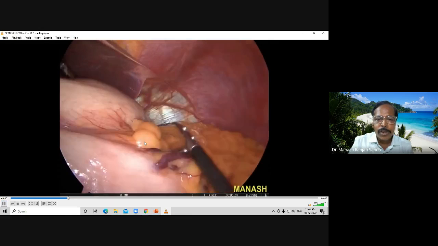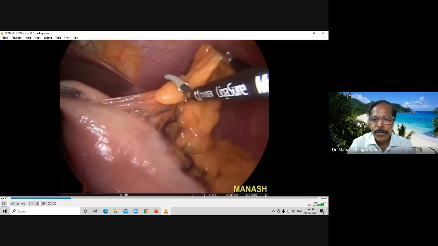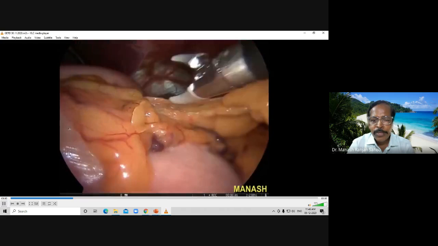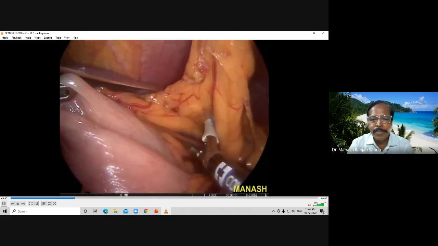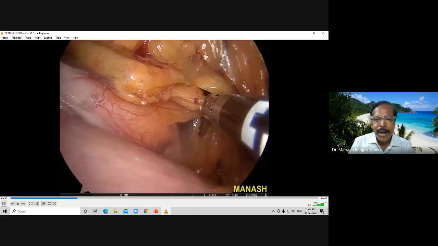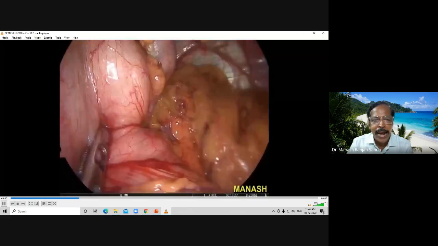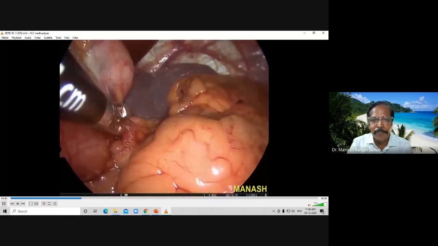So now is the left side dissection, dividing and entering into the lesser sac. Once you enter the lesser sac, you have to take care of the short gastric vessels. These are the short gastrics which are getting divided, and for all of this, the credit goes to the energy sources and the optics. That makes the surgeon's life much easier and more comfortable.